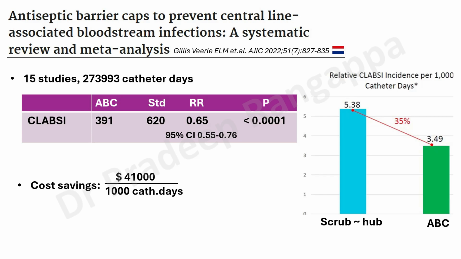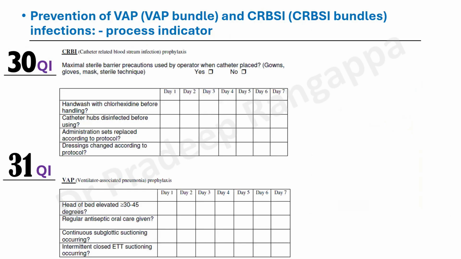the CLABSI rate. As I said, preventing CLABSI is a quality indicator, and this is our bundle in my Manipal ICU. This is the CRBSI bundle. I've taken the bundle from our own bedside. If you see this bundle, we have hand washing with chlorhexidine, catheter hub disinfected before, with spirit swabs, administration sets replaced according to protocol, and dressing changed according to protocol. So this is the protocol we have right now in our ICU, and this is a quality indicator. And this is a VAP bundle rather.